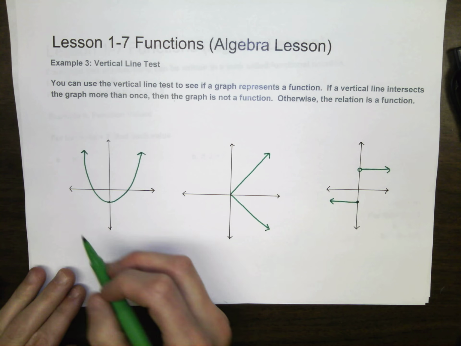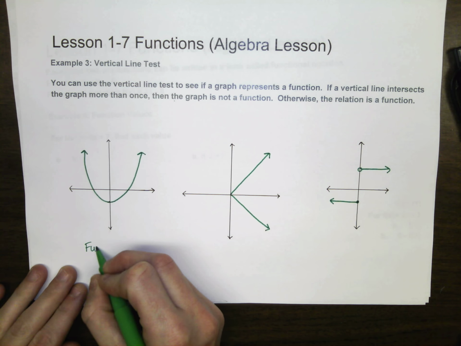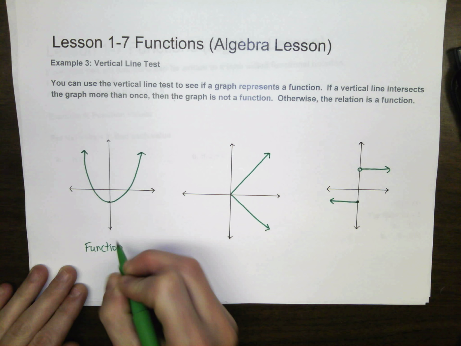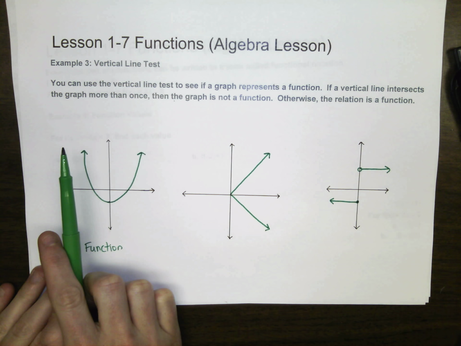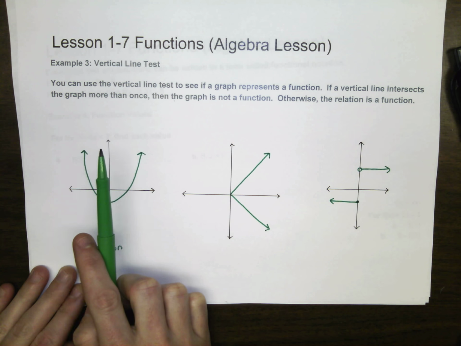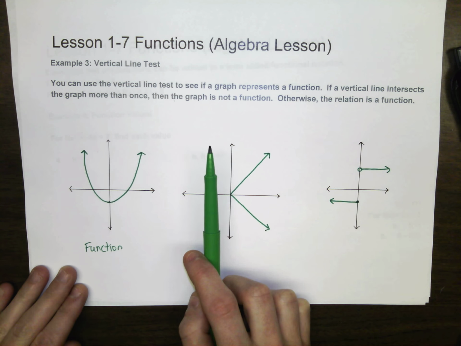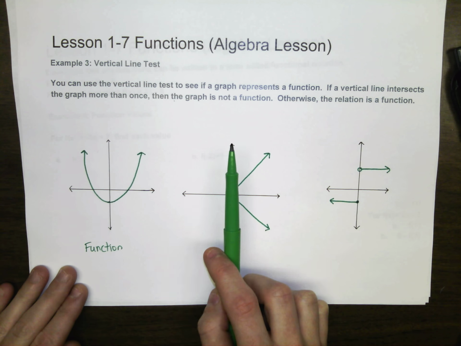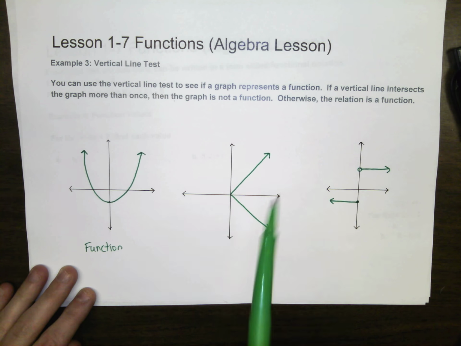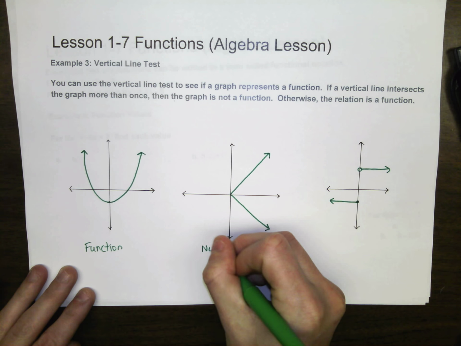So in this case, this would be a function, because as we ran this through, we never intersect going vertically more than 1 point on the line. The second one, though, when we go through, there's a top and bottom that we're hitting. So this would be considered not a function.